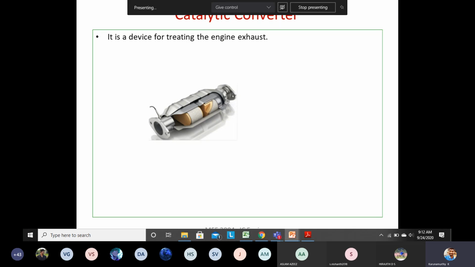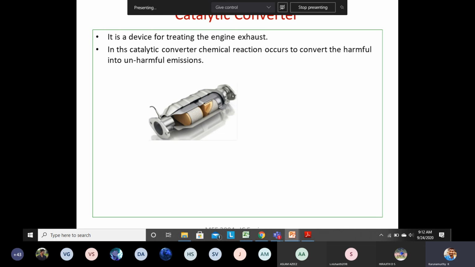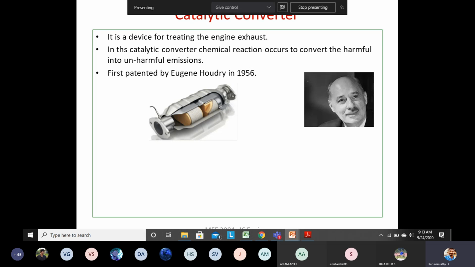So basically, this catalytic converter is a device for treating the engine exhaust, thereby the harmful emissions are converted into unharmful emissions. To convert them, we have some reactions inside the catalytic converter, right? This catalytic converter was first patented by Eugene Houdry in 1956. He is from France, a well-known automobile engineer, a mechanical engineer. He devised this catalytic converter to reduce the harmful emissions from the engine exhaust.